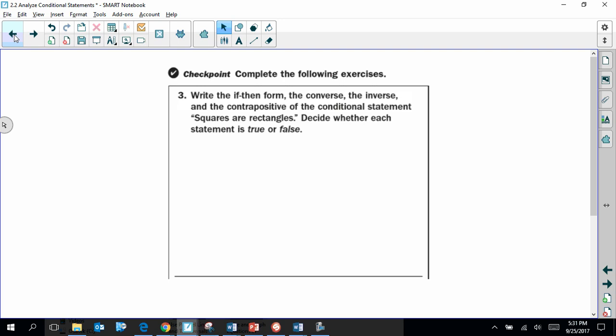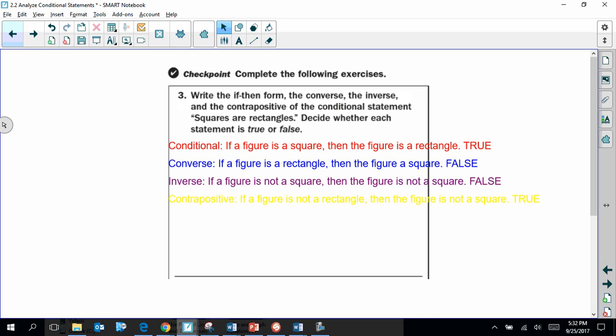All right, so hopefully we have some answers here for questions 3, 4, and 5. Based on what I'm seeing in the question, we have the statement squares are rectangles. So the first thing I'm going to do is write a conditional statement about that. This says if a figure is a square, then the figure is a rectangle. So I'm going to go ahead and write that down. And that's what I have in red.